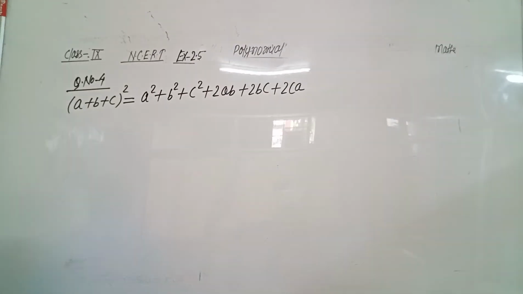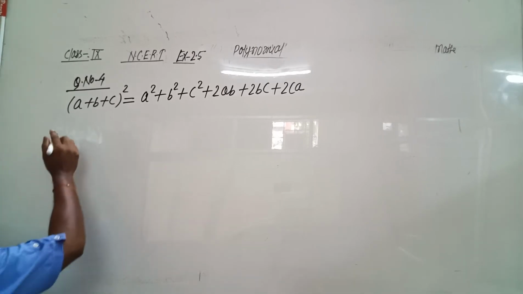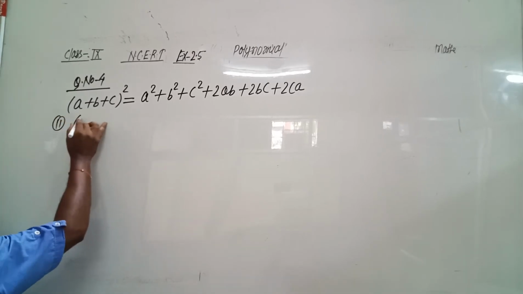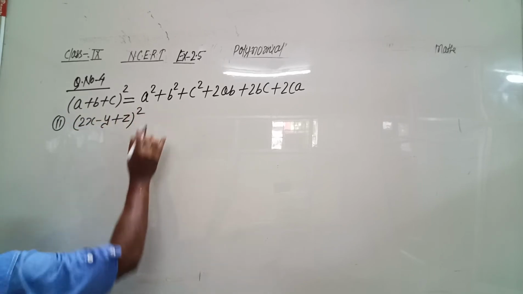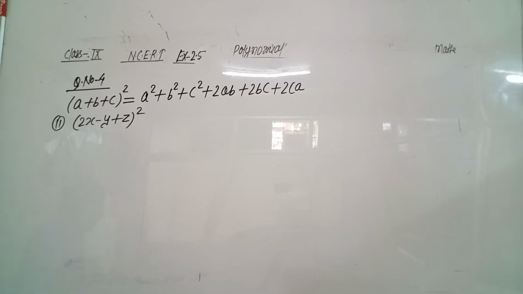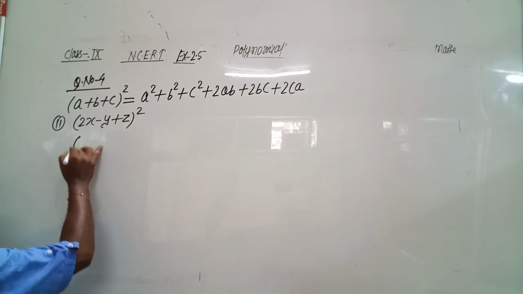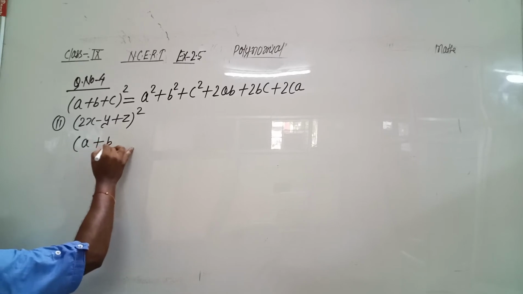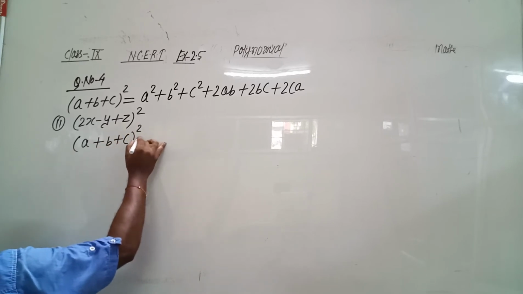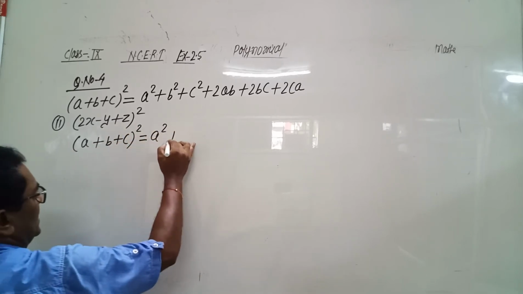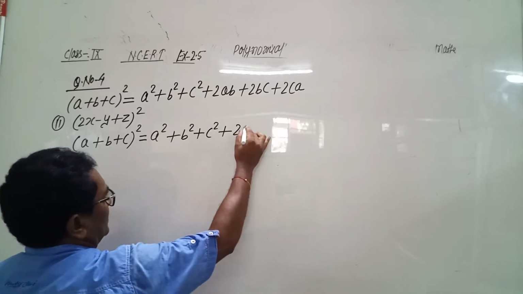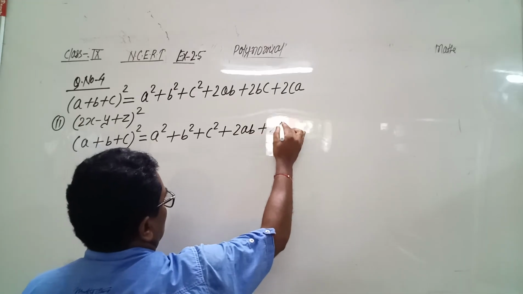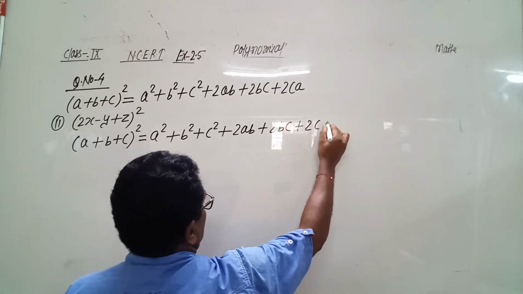Second part of this question: 2x minus y plus z the whole square. Firstly, we have to write the formula: a plus b plus c the whole square equals a square plus b square plus c square plus 2ab plus 2bc and then plus 2ca.